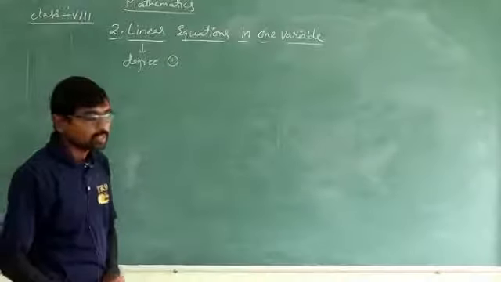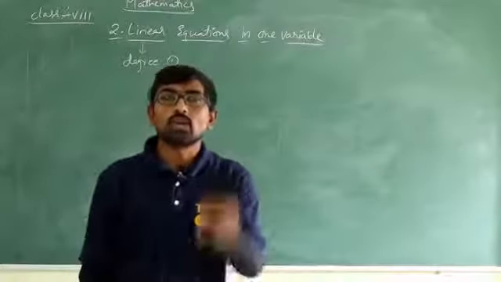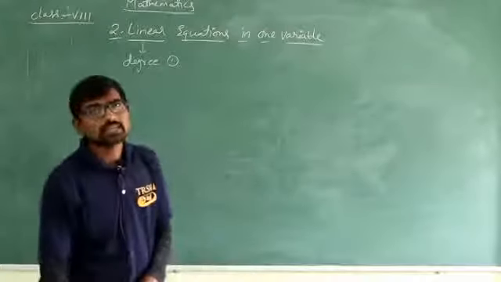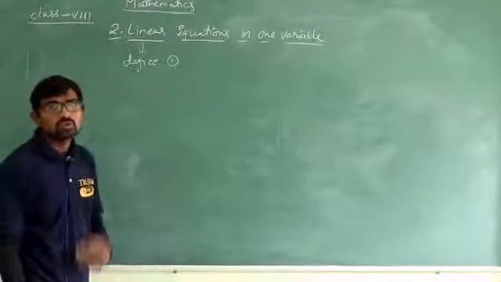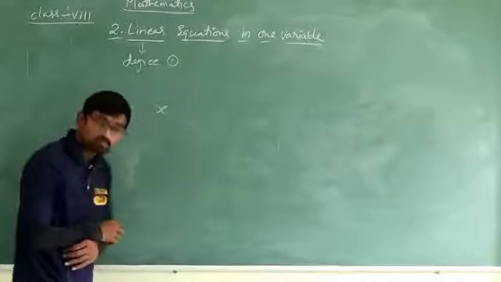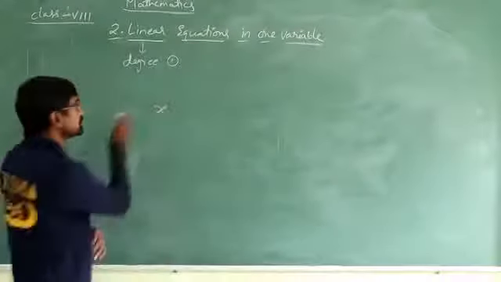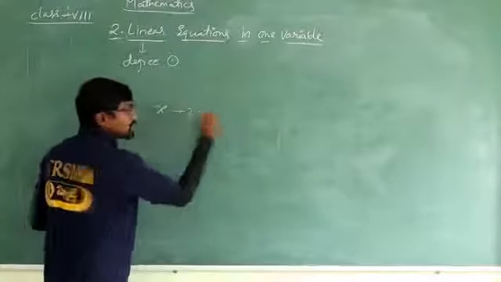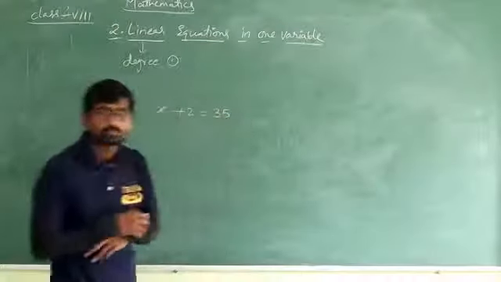Taking an example, if I ask you to take one number, any number you can take on your own, I don't know exactly what you have taken, so I will take that number as x. Now if I add 2 to this number, you should get the answer as 35. This is my question.